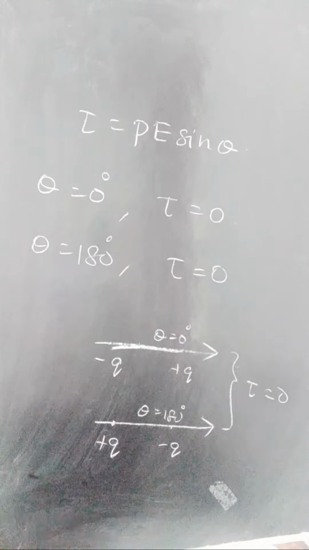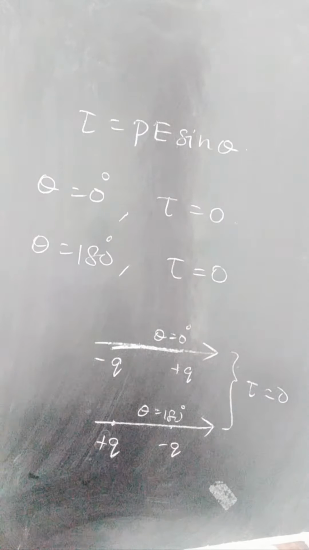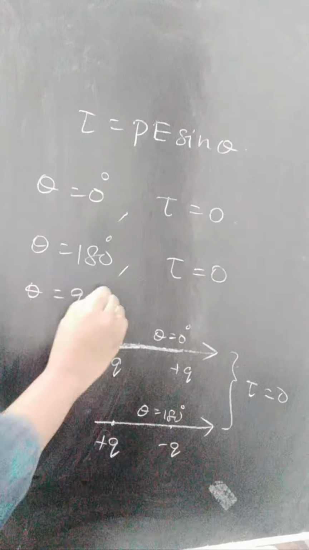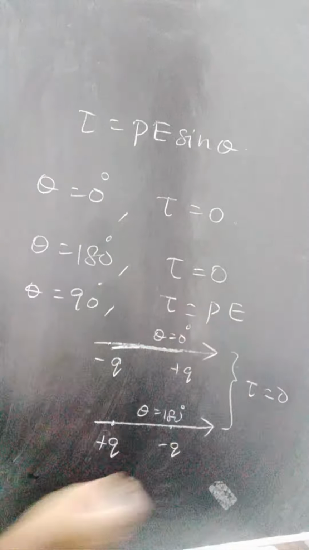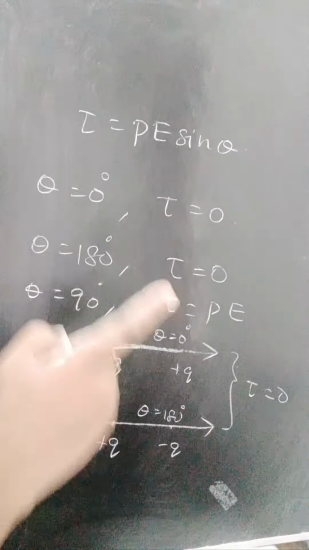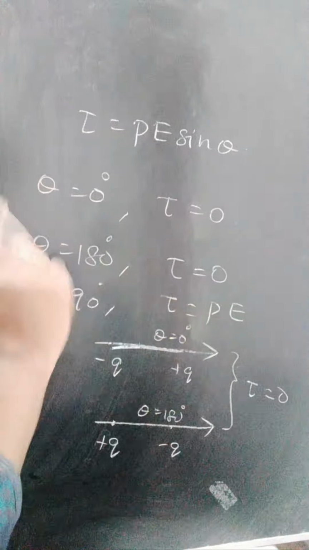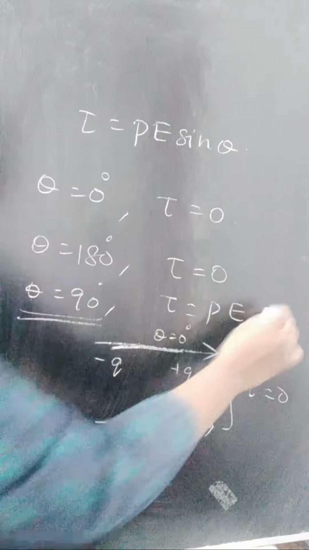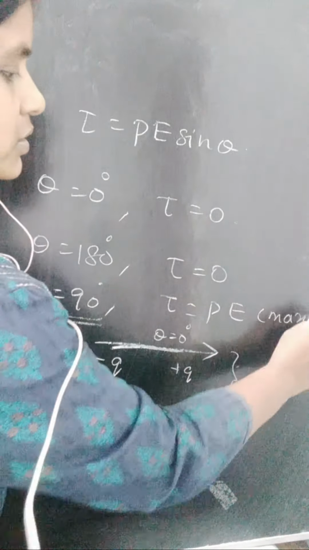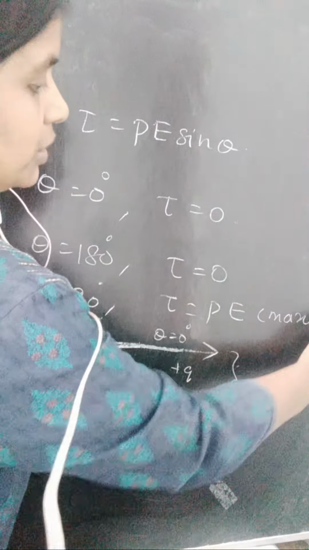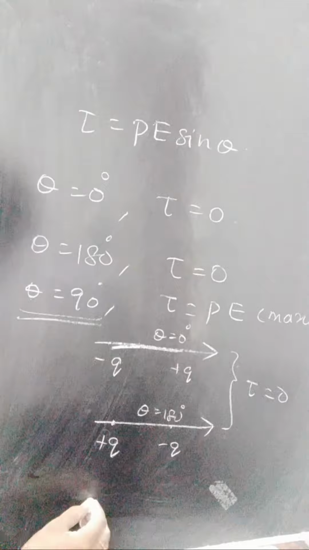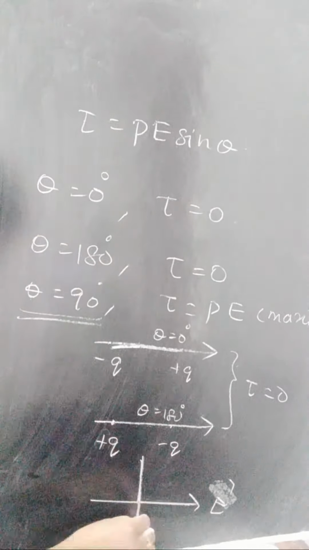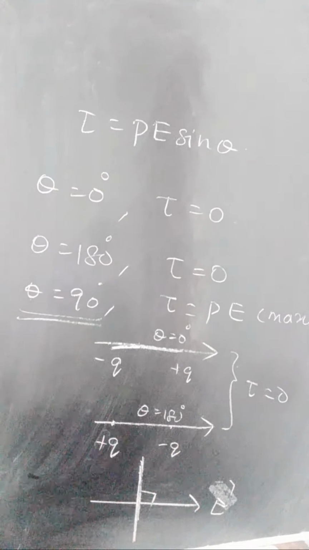Okay, understood? If theta is equivalent to 90 degree, what will happen? Tau value will reach the maximum, which is P into E. Whenever they say the induced torque is maximum, what does it mean for us? The value of theta is 90 degree. So how will my dipole align? If this is the electric field, the dipole will come in the perpendicular direction. It will start aligning like this at 90 degree.